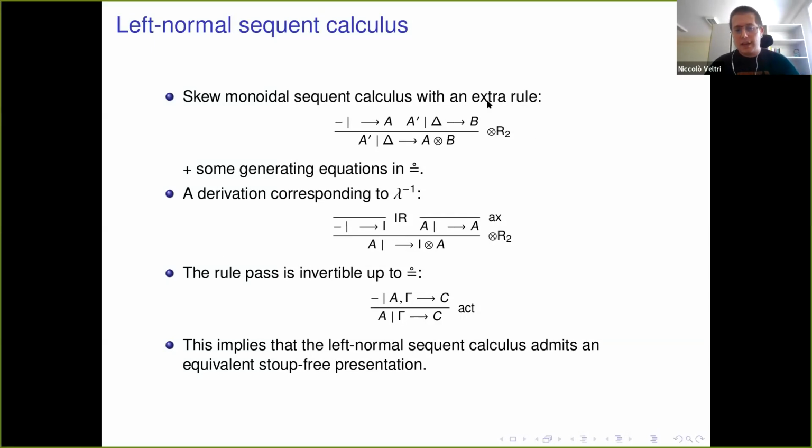Interestingly, in this calculus, the pass rule is invertible up to this equivalence relation. So there is a rule that, read bottom up, now allows you to move the formula from the STUP to the context. And what this entails, moreover, is that the left normal sequent calculus, so the sequent calculus of left normal skew monoidal categories, admits an equivalent STUP-free presentation. So closer in spirit to the sequent calculus of monoidal categories, for example.